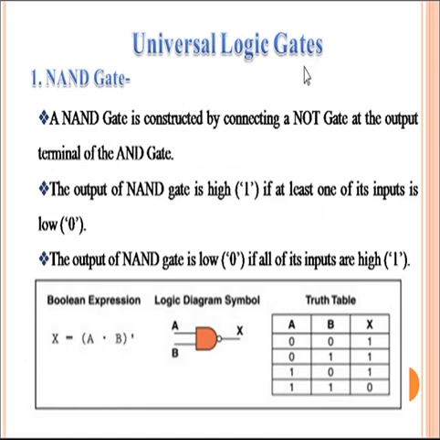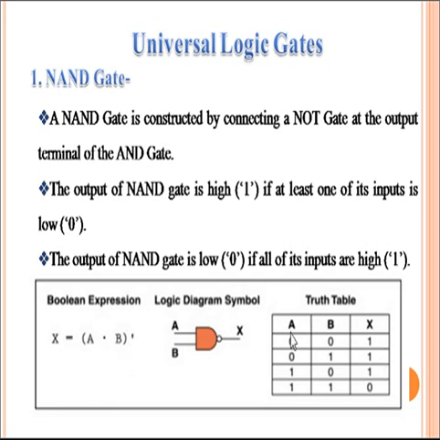Next is universal logic gates. In that, the first type is a NAND gate. This NAND gate is constructed by connecting an inverter or a NOT gate at the output terminal of an AND gate. So we can write the Boolean expression for the two input NAND gate as the complement of the AND gate expression, nothing but it is A into B whole bar.